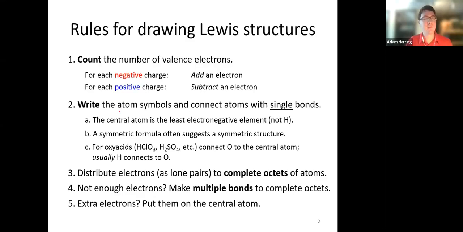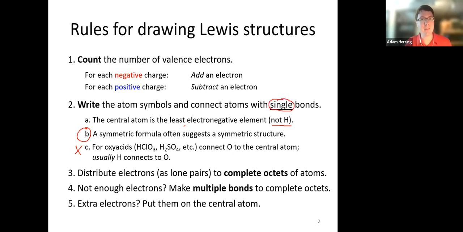The second step is to write out the atom symbols and connect the atoms with single bonds. In all cases, except for when hydrogen is the least electronegative, you're going to put the least electronegative element in the center. Let me state that again. The least electronegative element goes in the center of the molecule, and this is true for all cases except for hydrogen. Often, if you have a symmetric formula, that will suggest a symmetric structure. This comment here about oxyacids, we're not going to really get into for the moment, so we can ignore it for now. It's also important to recognize that we want to start with just single bonds.